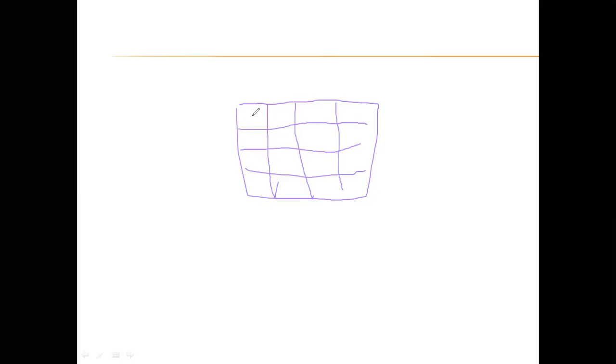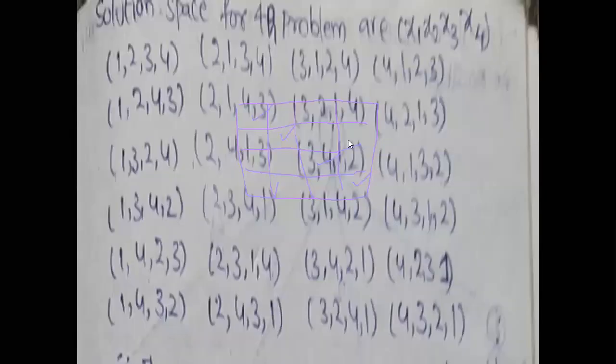One represents that in the first row the queen is placed in the first column. Two represents that in the second row, x2, the queen is placed in the second column. Next, third row third column, and next one is fourth row fourth column. It is 1, 2, 3, 4. It is x1, x2, x3, x4 represented here as 1, 2, 3, 4.